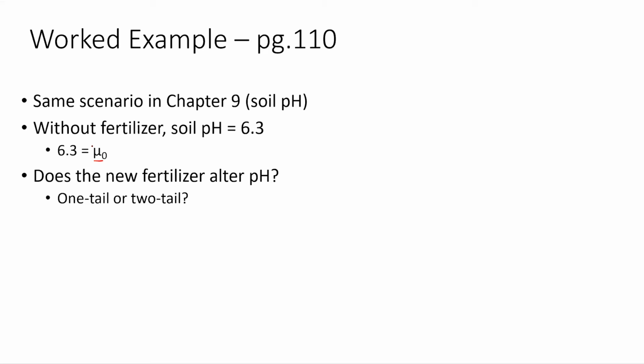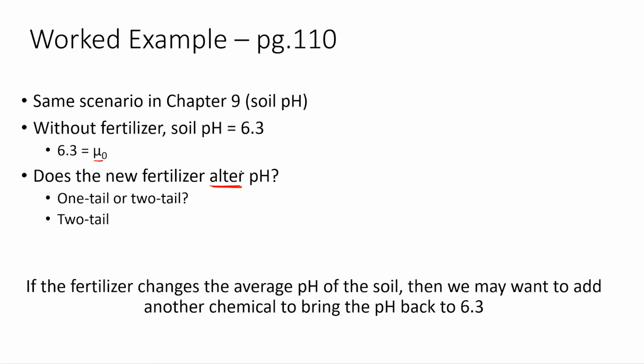We then ask, does the new fertilizer alter the pH? So is this a one-tailed or a two-tailed question? This is a two-tailed question. We're not asking a directional response. We're not saying, does it increase or decrease? We're just saying, does it change it? Is it different? If the fertilizer changes the average pH of the soil, then we may want to add another chemical to bring the pH back to 6.3.